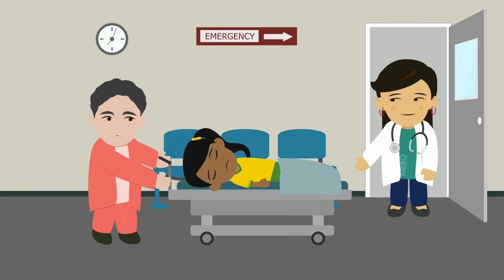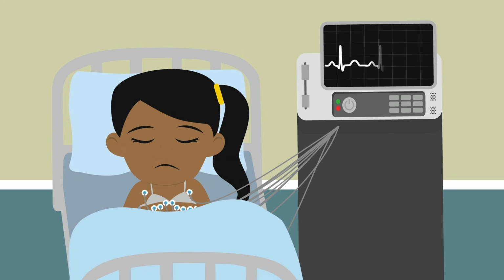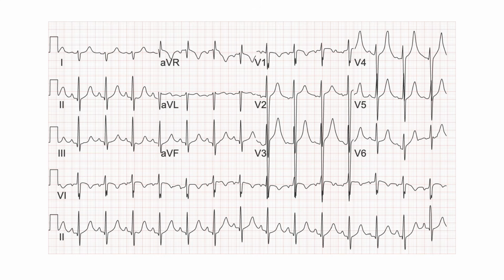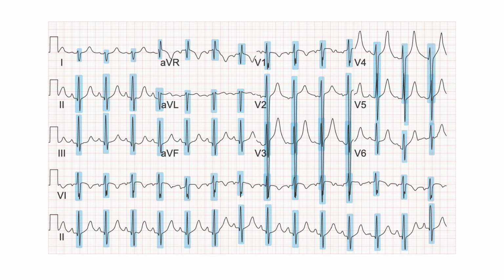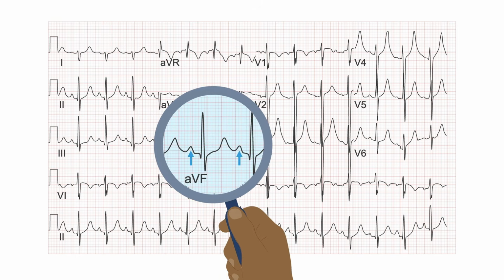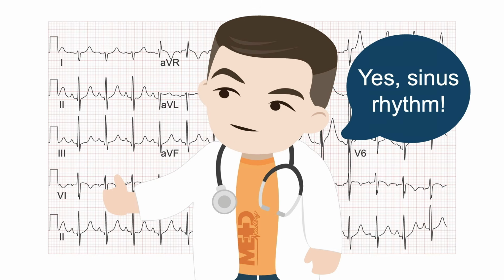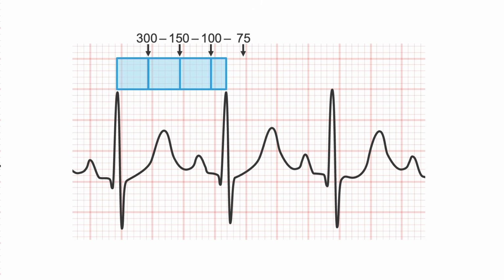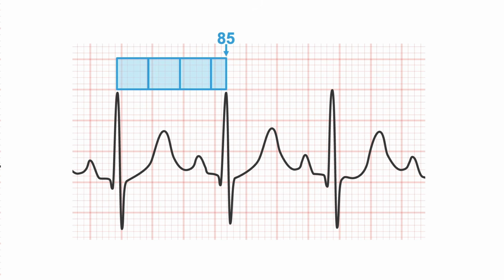The patient was taken to the emergency room and an ECG was obtained. Let's take a look at that ECG and review the rhythm, rate, and axis. Rhythm assessment shows a P wave before every QRS complex and a QRS complex after every P wave. The P wave axis is upright, or positive, in leads 1 and aVF, indicating sinus rhythm.